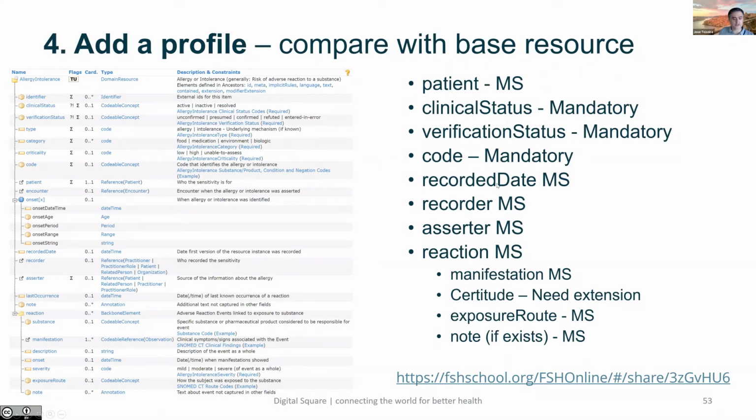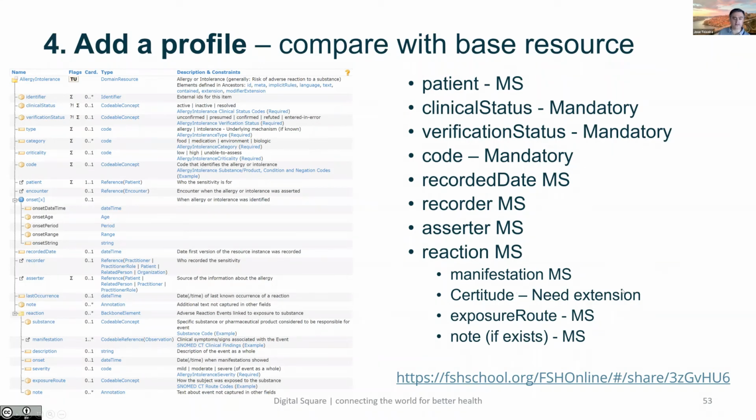And you see, this is just going through the logical model of our data and going through each element and saying, what do I need to change in the core element so that it becomes compatible with what my requirements are. And you do the same thing. So record date, it's optional. So we just need to put it as a must support. So we just need to flag it. Recorder must support, asserter must support, reaction must support. Everything is the same except for certitude, which does not exist here.